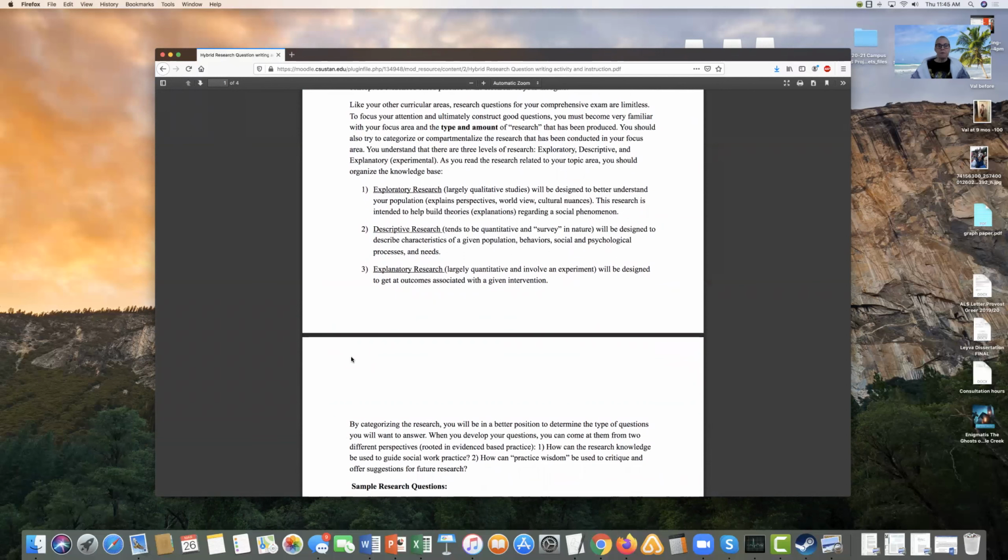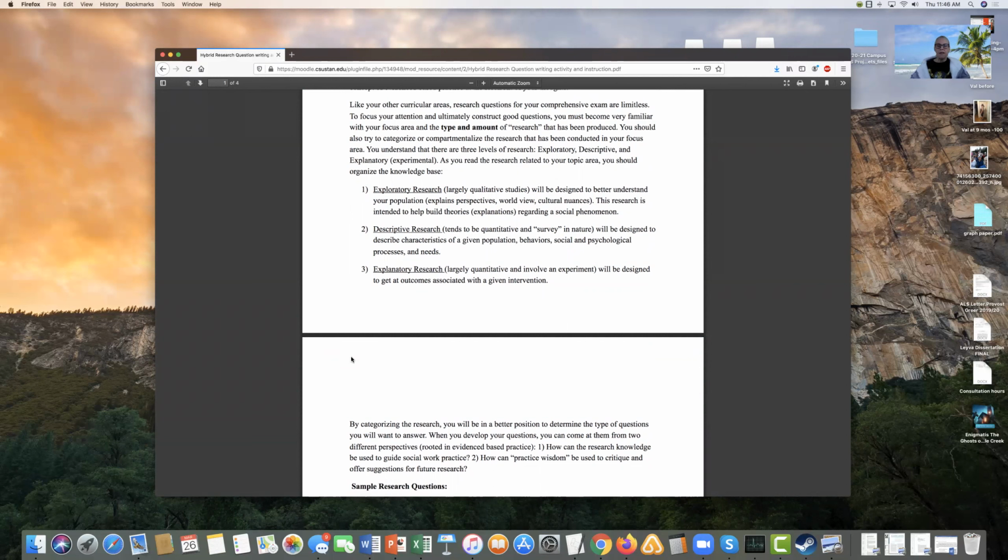The 3 different types of research are exploratory research. This is qualitative studies that look at ways to build theories or explain a particular phenomena. There's going to be descriptive research, which tends to be survey research. It's designed to describe or explore the characteristics of a given population or behaviors or psychological processes. And that's probably a lot of what you've tried to find to support your other exam questions at this point.